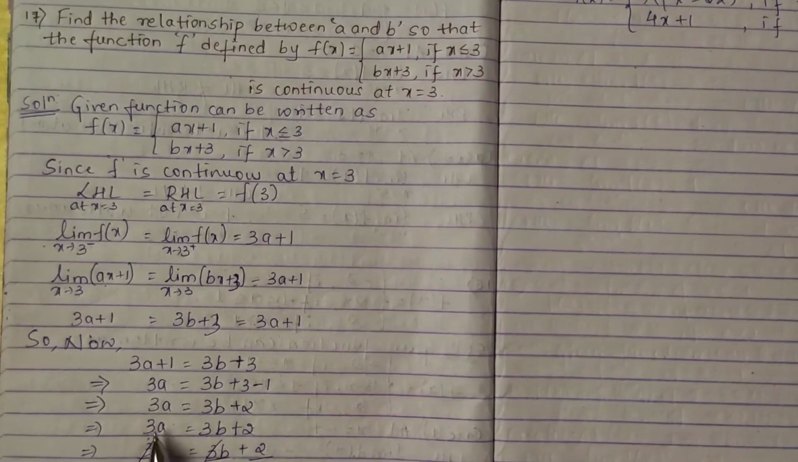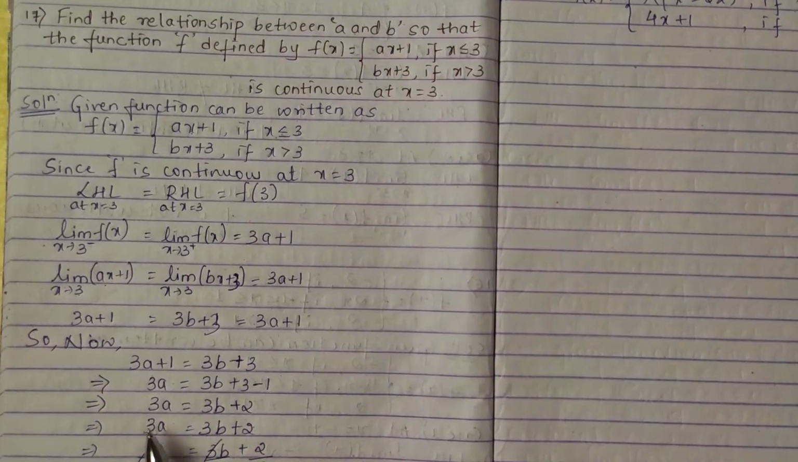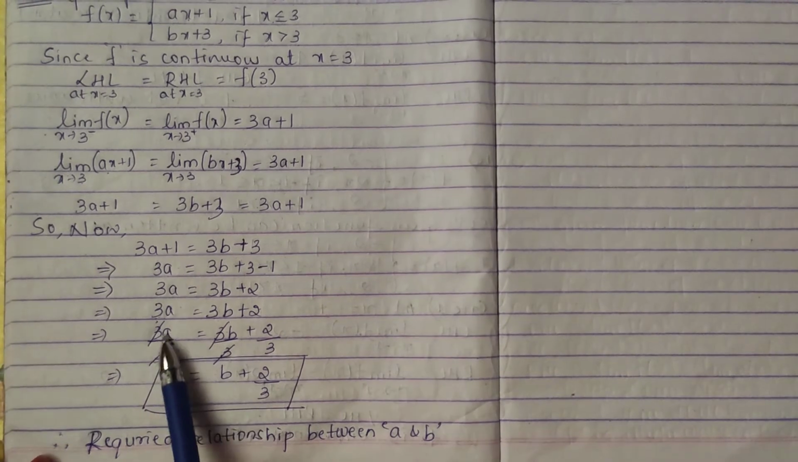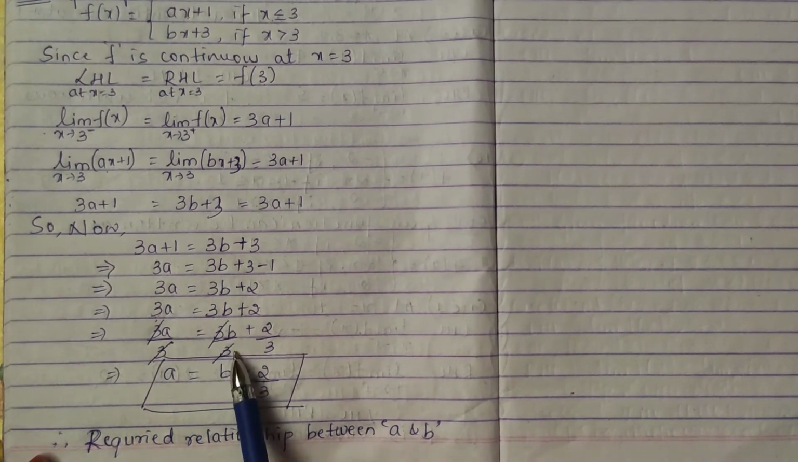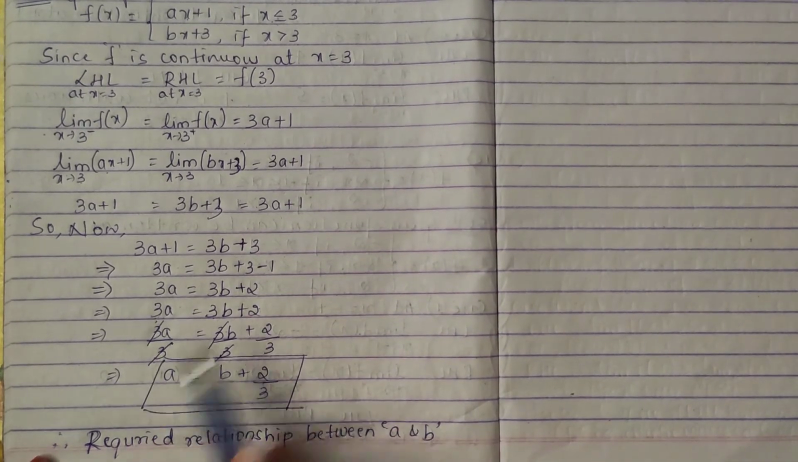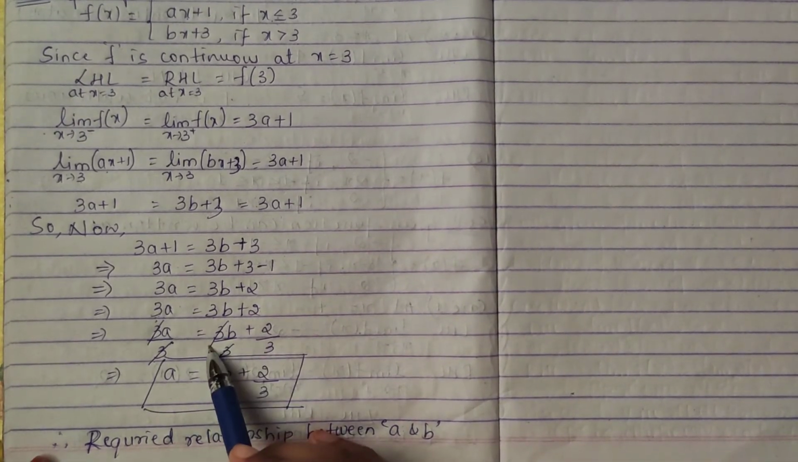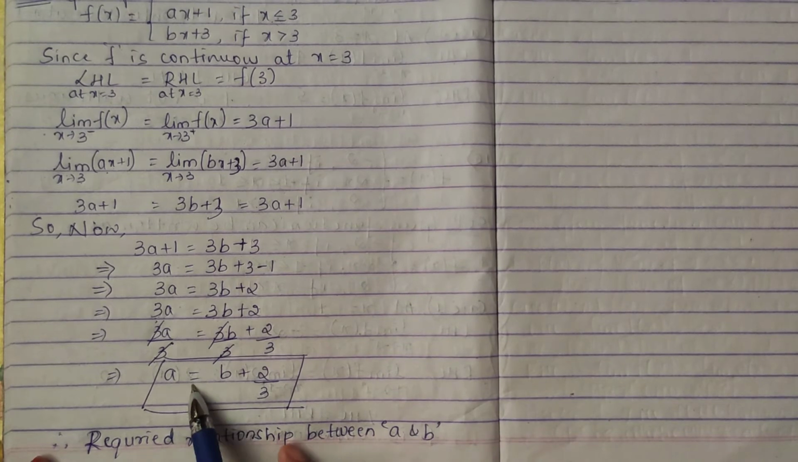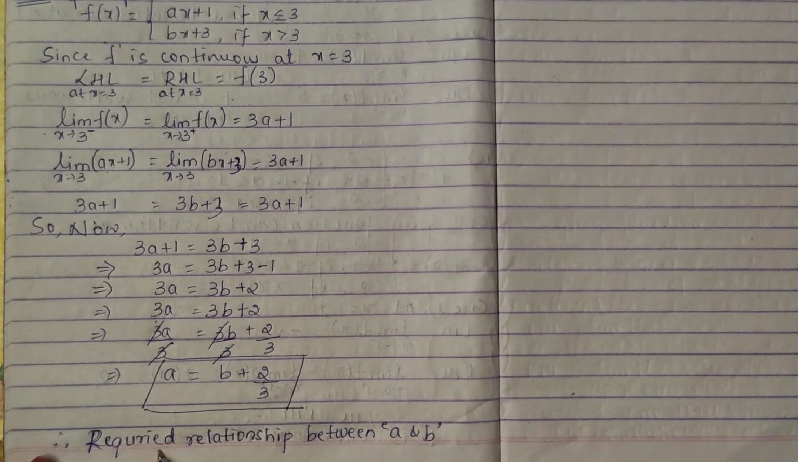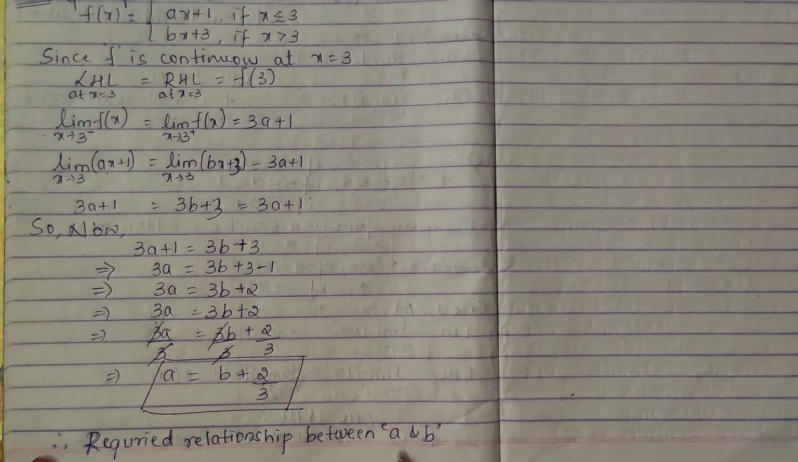After this see your relationship between a and b. So we want single a, single b. You have here 3 as a coefficient, right, for both. So whole terms we are dividing by 3. 3a divided by 3 equal to 3b divided by 3 plus 2 by 3. So 3 cancels, 3 cancels, you will get a is equal to b plus 2 by 3. Therefore this is the required relationship between a and b.